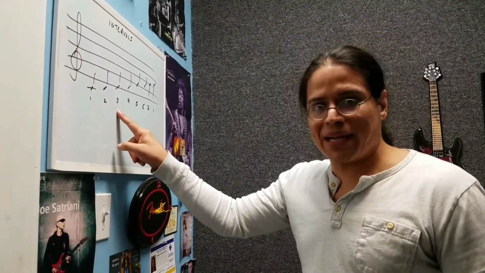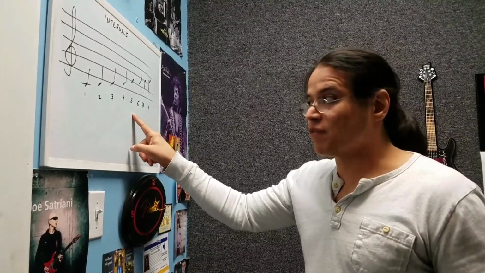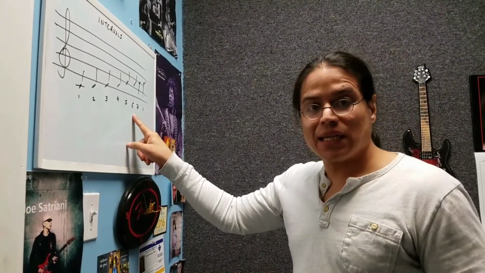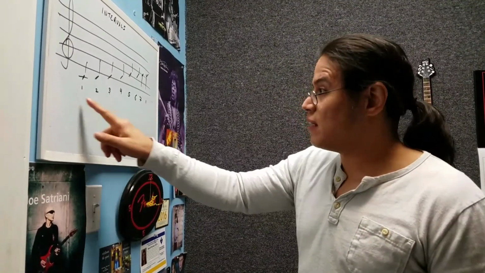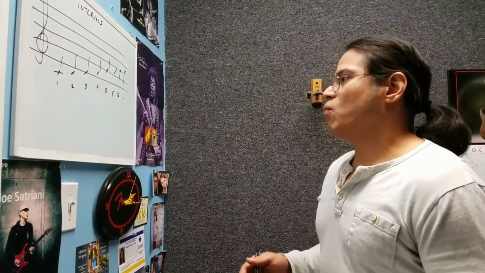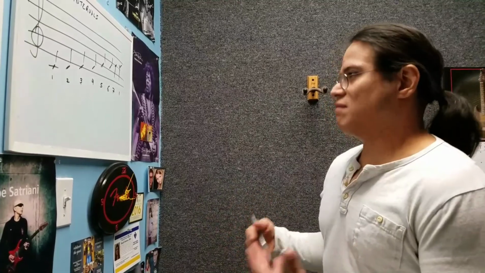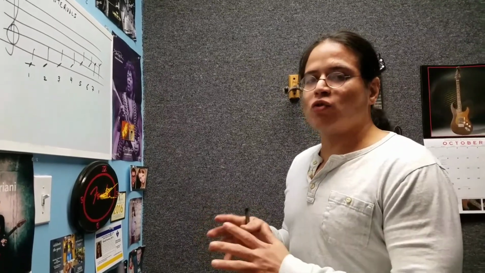My third is a major third. My fourth is a perfect fourth. My fifth is a perfect fifth. My sixth is a major sixth. My seventh is a major seventh. And then my octave is a perfect octave. Okay? So we're talking about this right now. Since I'm designating these intervals with these names, there has to be something else. And there is.